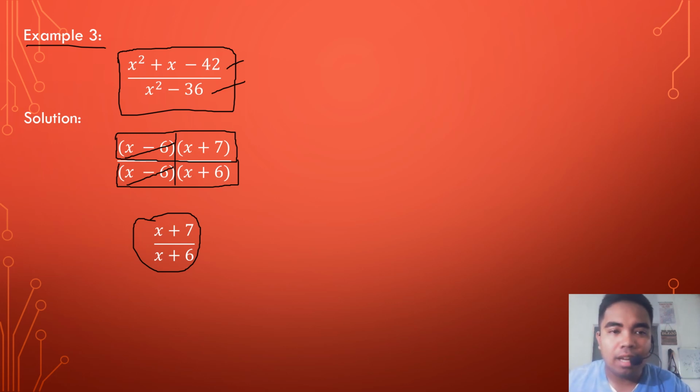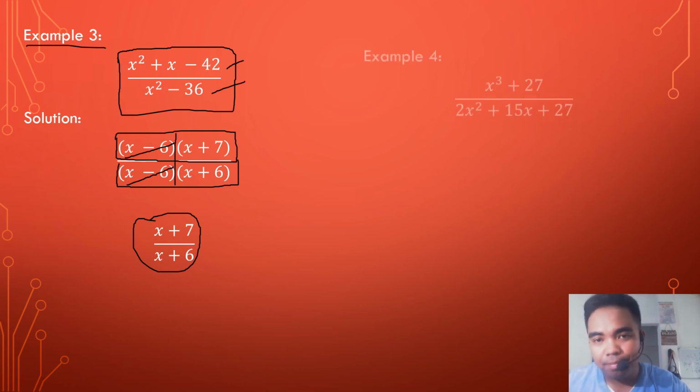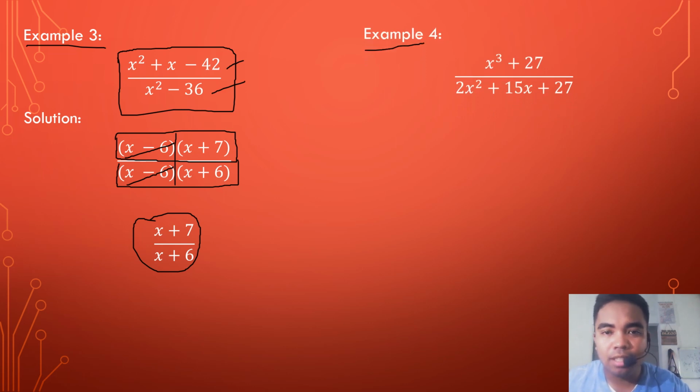So, we are almost done. We are now in the last example, which is example number 4. Hopefully, matapos ang video to, may natutunan kayo. So, sa example 4, meron tayong x cubed plus 27 over 2x squared plus 15x plus 27.